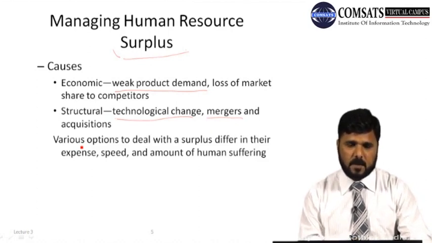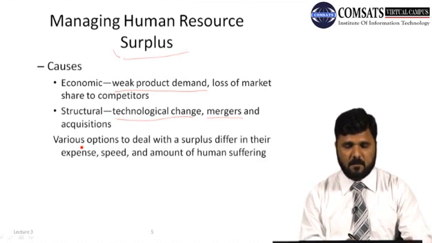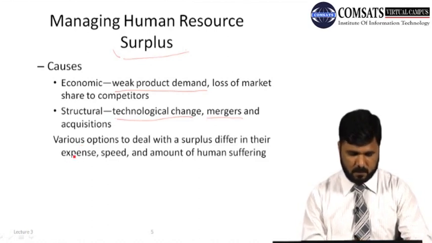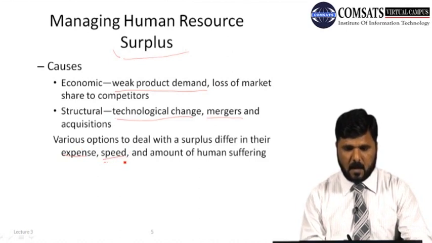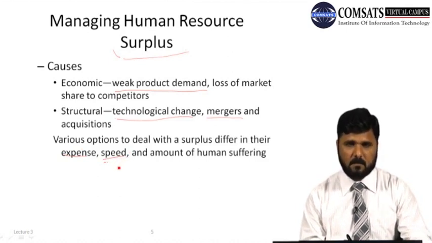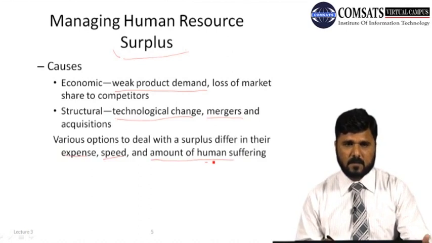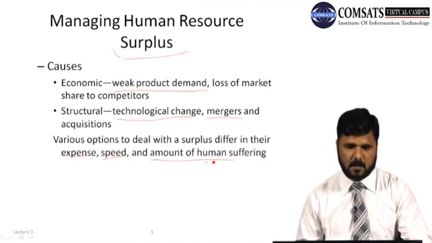We would be discussing various options to deal with a surplus, which differ in terms of the expense we incur, in terms of speed, that is, how quickly we would be able to achieve results, and the amount of suffering for the people who would be asked to resign or asked to leave the company. So we would be discussing all of these points.